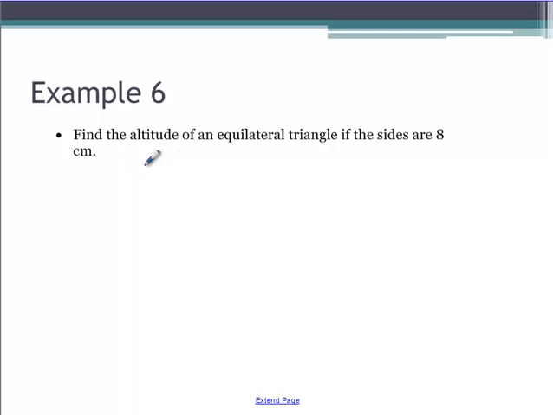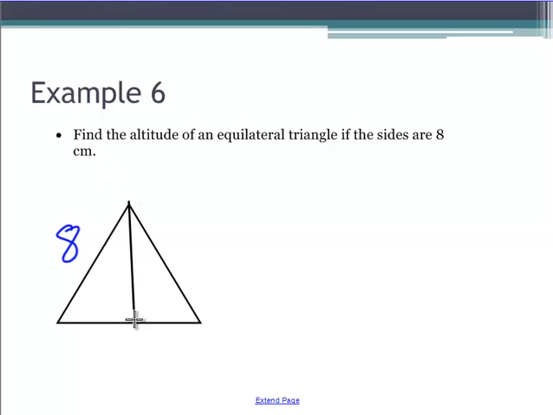Example 6. Find the altitude of an equilateral triangle. So now instead of an isosceles triangle, we're looking at an equilateral triangle. Which means all three sides are the same. They're all 8. And since I need to find the altitude, which goes straight down, forming a right angle, I have a right triangle, and since this whole side is 8, it's split into 4 and 4. There's x, so a squared plus b squared equals c squared.